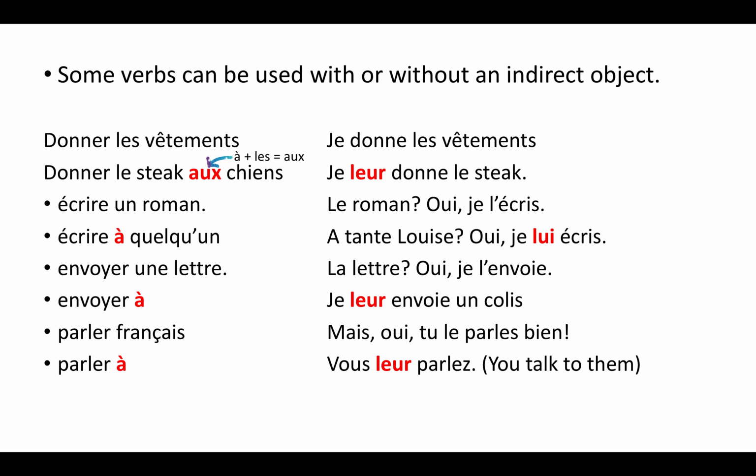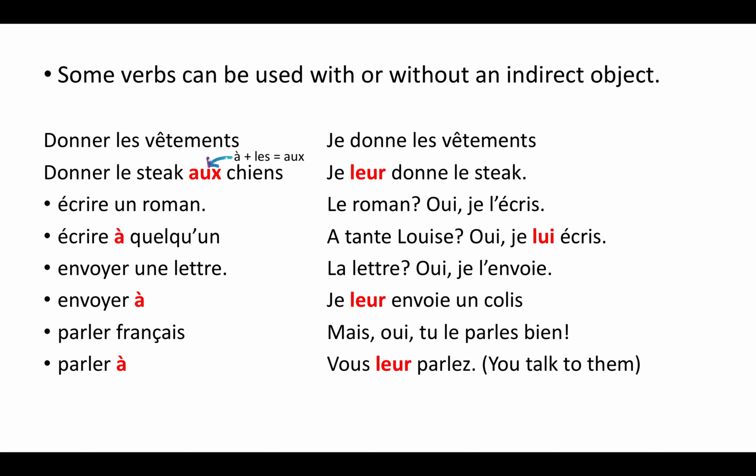They can have à some of the time, and some of the time they don't. So that means if it's écrire à, we use an indirect object. But if it's just écrire, we don't. So look at that. Donner les vêtements means donate or give the clothing. I give the clothing. Je donne les vêtements. But say I give the steak to the dogs. Donner le steak aux chiens. I would say, je leur donne le steak.